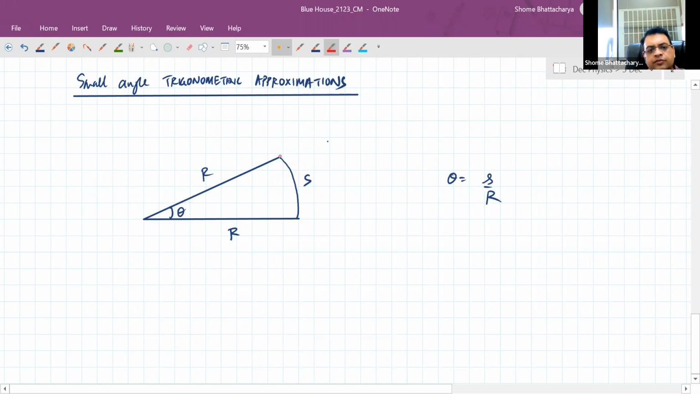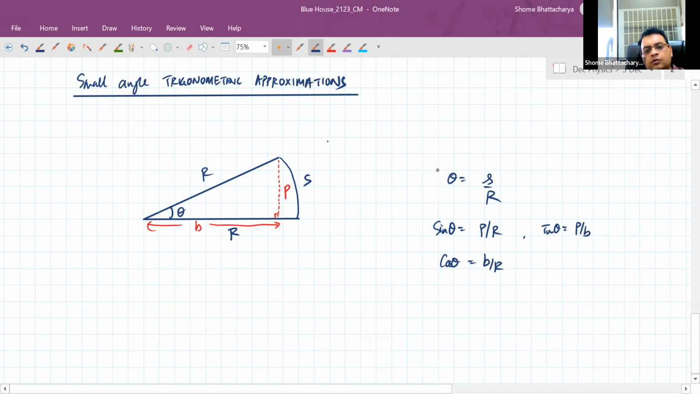Okay, but also if we drop a perpendicular from this and make a right angle triangle out of this diagram, where this is the perpendicular, this is the base, then the trigonometric operators applied to this angle, as you know, are simply defined as these ratios: perpendicular upon hypotenuse for sine, perpendicular upon base for tan, right? And base upon hypotenuse for cos.